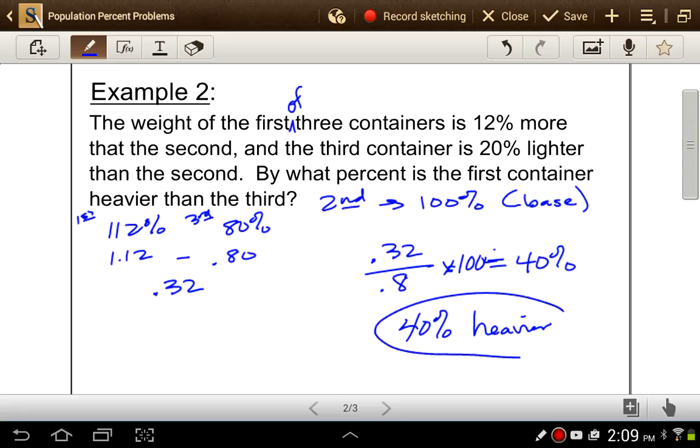Now, that would not be the same result if I wanted to find out how much percent lighter it is, but it is 40% heavier. Okay, so that's how we find those. So again, we're using a lot of our percent change in there to find these answers. Okay, moving on to example 3.